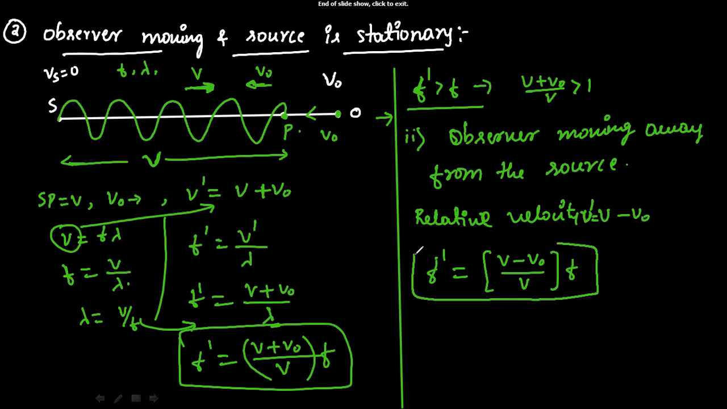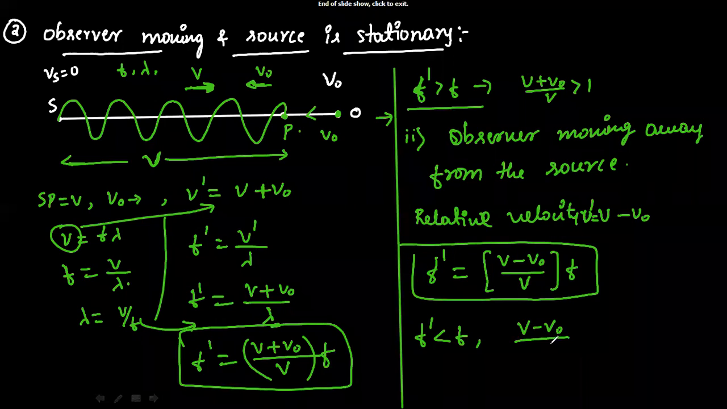So this will be the formula when the observer is moving away from the stationary source. f dash is given by v minus v naught divided by v into f. Here f dash is less than f, why? Because v minus v naught by v is less than 1. So this is another concept. Okay, this is also very important. Understood? Are you getting it?